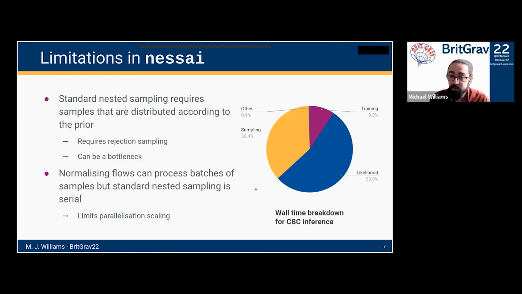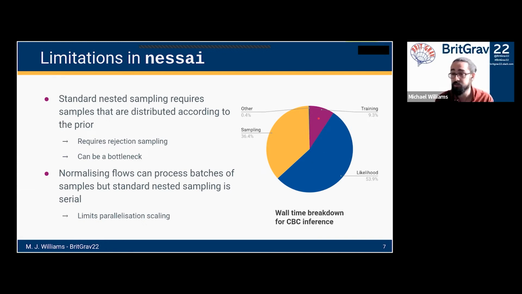However, there are some limitations in nessai, and this is what we want to address with this new work. In standard nested sampling, we need points that are distributed according to the prior within that likelihood contour. This forces us to include rejection sampling to make sure that the points are correctly distributed, and this is actually a significant bottleneck in nessai. If we have a look at the pie chart here on the right-hand side, you can see that just over 50% of the time is spent evaluating the likelihood. That's the process of, once we have the points, checking whether we should accept them or reject them.